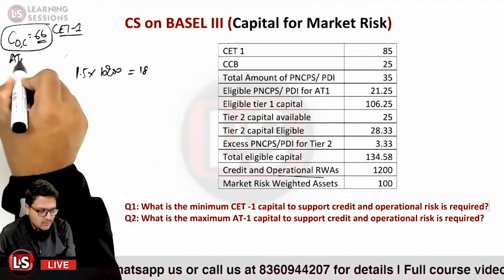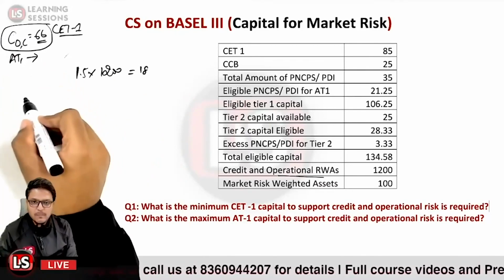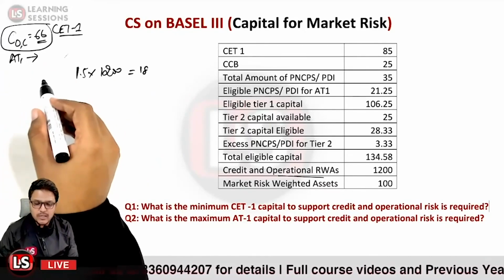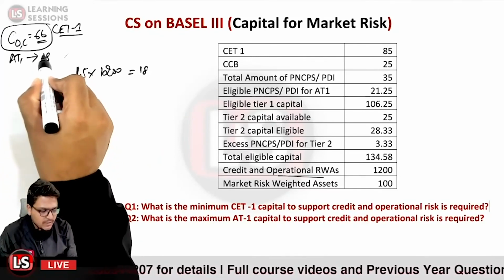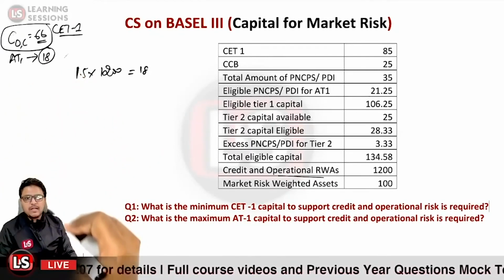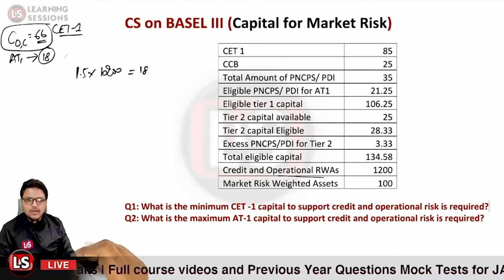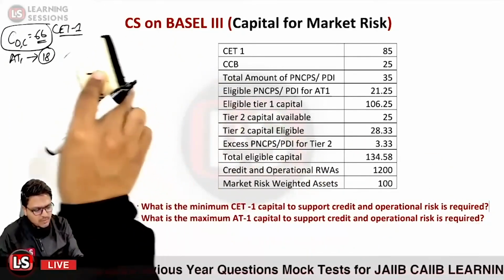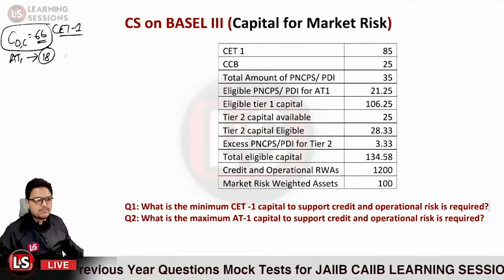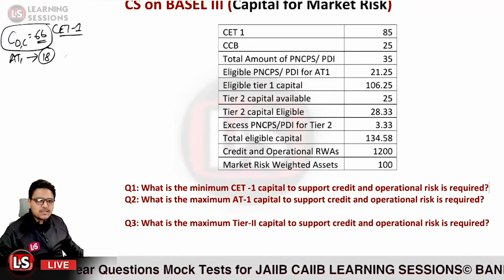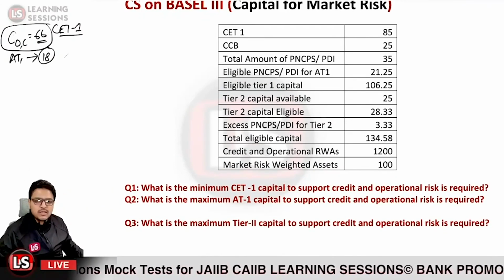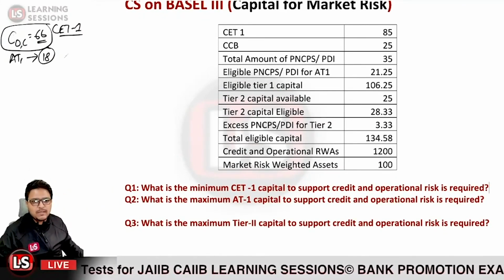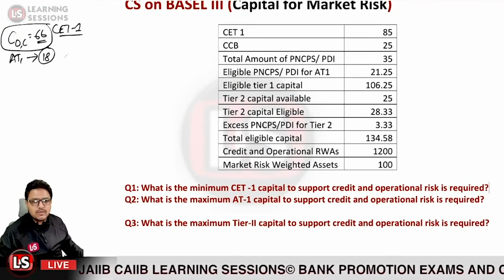So additional tier 1 that is to be maintained for the operational and credit risk comes out to be 18, and Nilima has already given the right answer related to it. So it is 18 over here, related to the capital which is to be maintained for the credit and operational risk. And further, the next question is related to what is the maximum tier 2 capital to support the credit and operational risk.